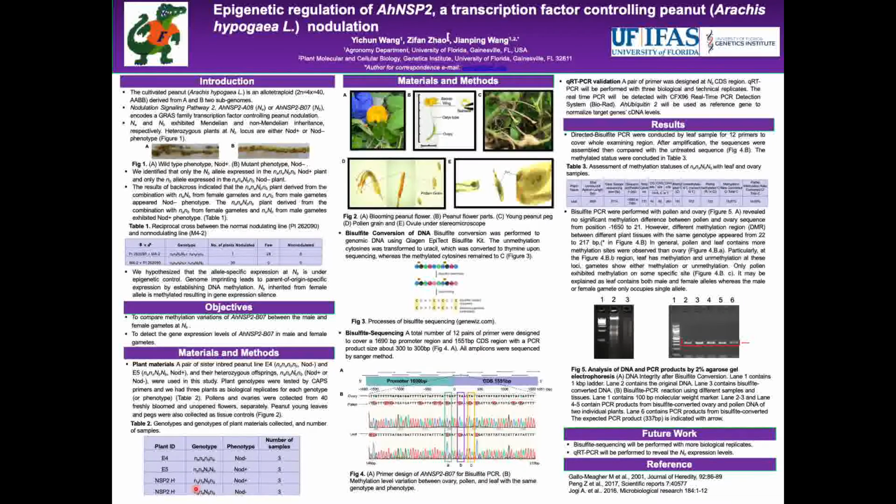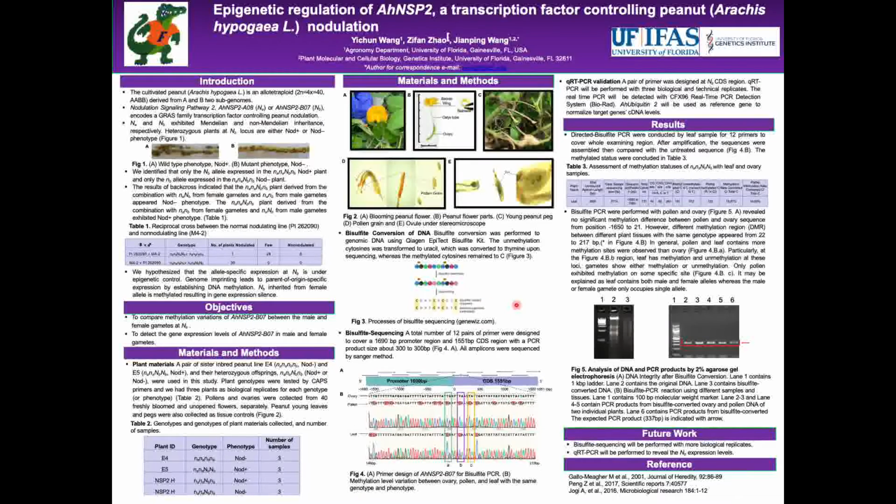The methylation status has been revealed by bisulfite sequencing. 40 flowers, pollen, and ovaries were collected from each individual plant. Meanwhile, the leaf and pecking tissue were also collected as control. Pollen and ovary DNA were extracted followed by bisulfite conversion, which can transform the unmethylated cytosine to uracil, then convert it to thymine, whereas the methylated cytosine still maintained as cytosine.